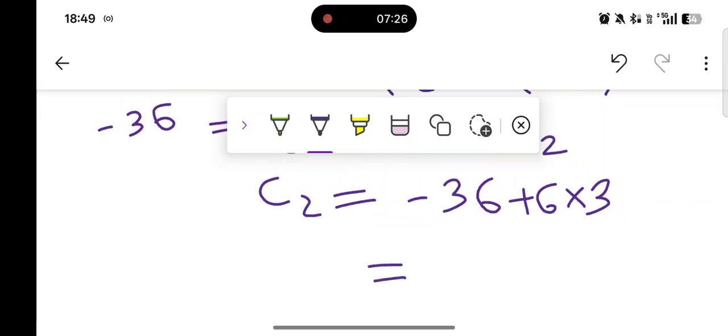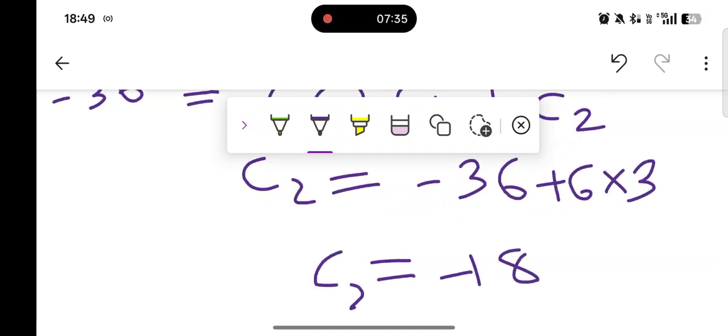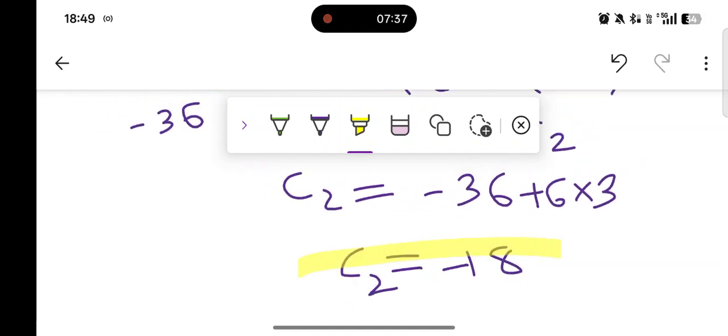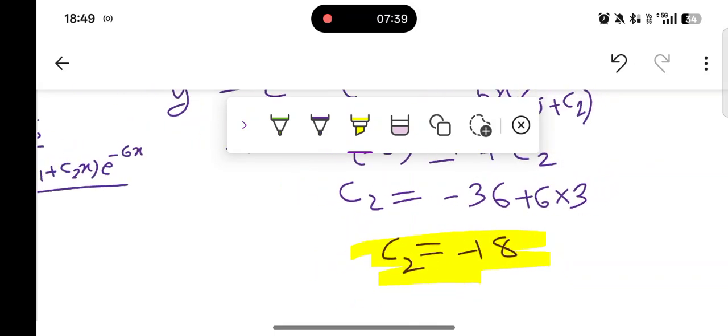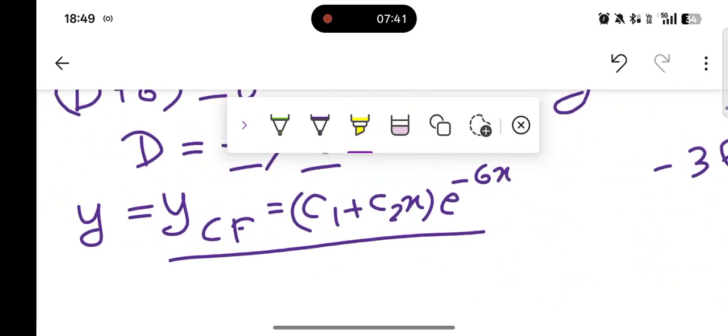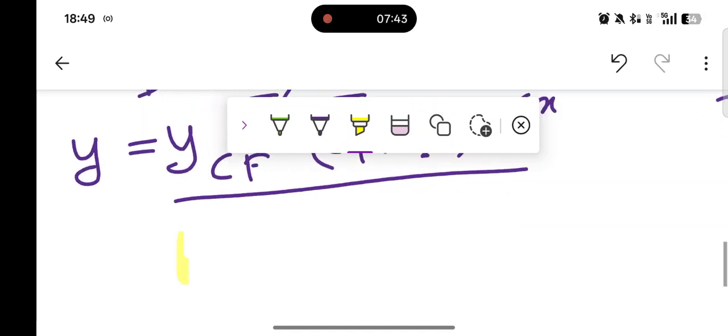Now this is minus 36 plus 3 into 6, which is 18, so this will be minus 18, right? So the value of C2 will be minus 18. Now we have to replace the values of C1 and C2 in the final solution.